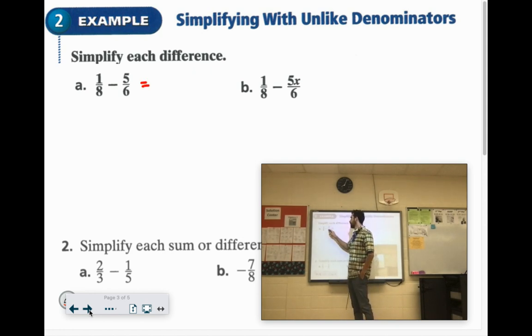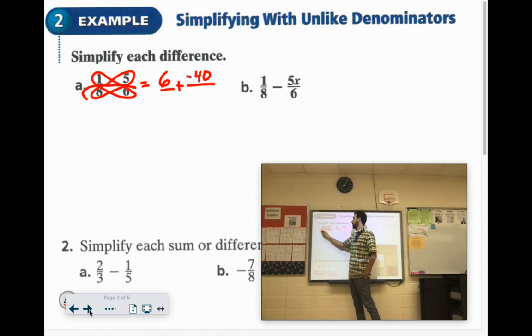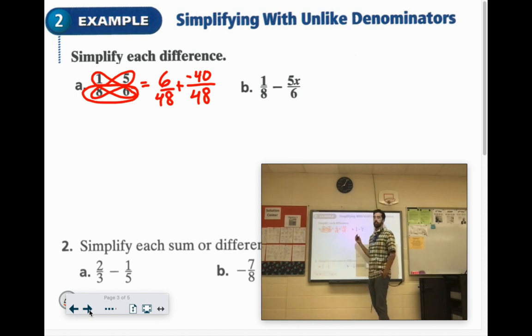So you're going to multiply the denominator here with the numerator over there. So 8 times negative 5 would be negative 40. You're going to multiply this with that. 6 times 1 is 6. And then for the denominator, you just go across. So 8 times 6 is 48. So that's one method you could do.